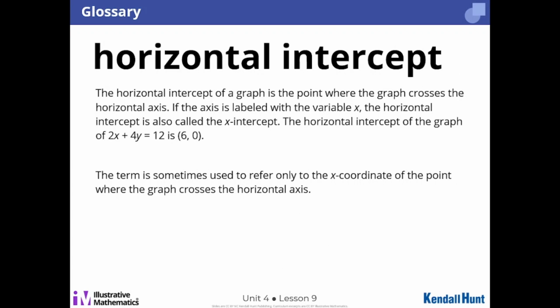Our next glossary term is horizontal intercept. Remember, a capital H has that left to right line in the middle of the H. Your horizontal intercept is where your graph is crossing the x-axis, that side-to-side axis. And anytime you have a horizontal intercept, your y value is going to be 0. So your point pair will be some value for x and 0 for y.